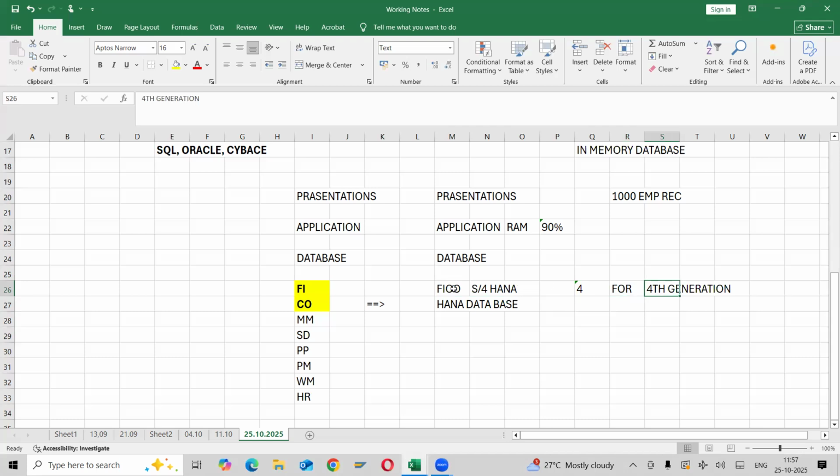So in 2015, we used to call FICO simple finance. What do you mean by simple finance? Simple finance is a combination of your FI module and CO module. So the first module introduced on the HANA database was the FICO module. We call it simple finance. Clear? And in the year 2016, these are called simple finance modules, and these are called logistics modules.